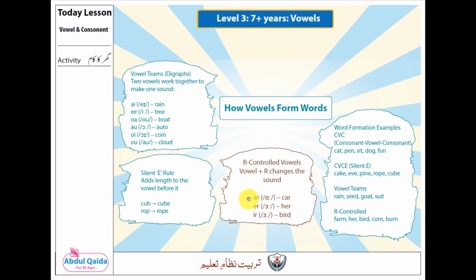In the word car, the vowel A sound is changed. ER: in the word her, the vowel E sound is changed. IR: in the word bird, the I sound is changed. So this is how vowels form words.